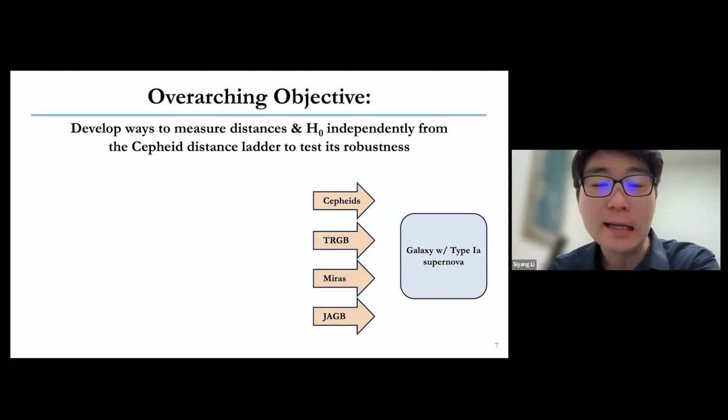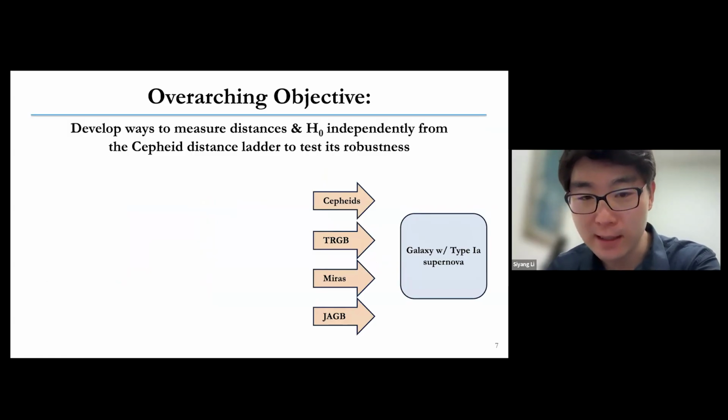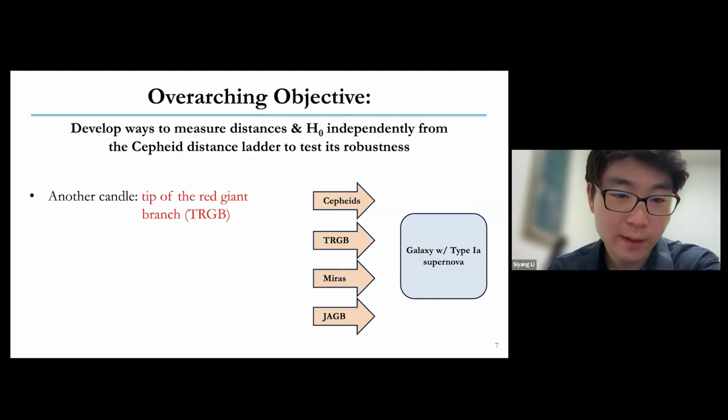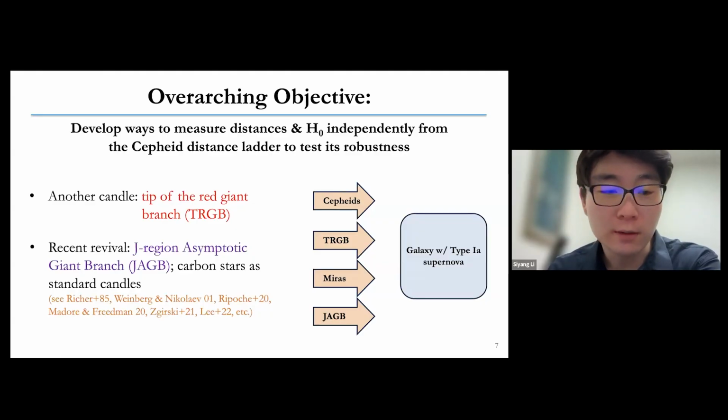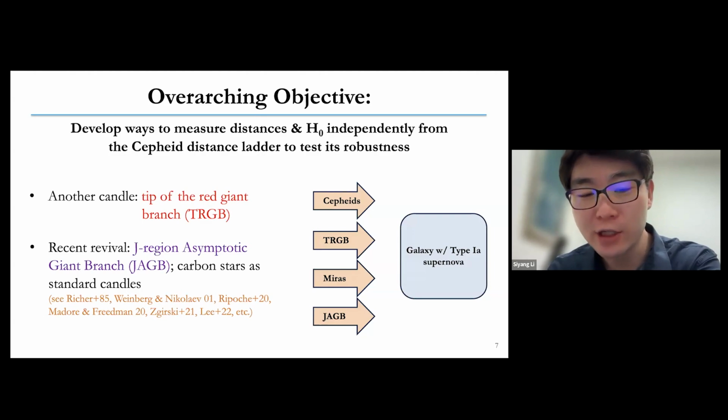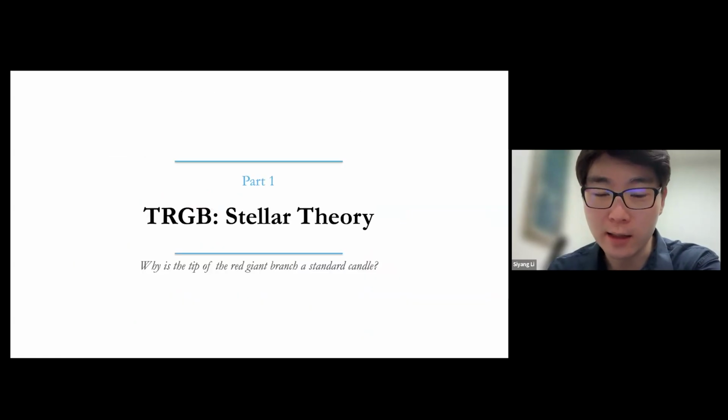So the idea here is that, again, if we have a set of galaxies and we can measure distances with Cepheids, for instance, and for the same set of galaxies we measure distances with an independent method like TRGB or JAGB, and they agree very well, that would be very good evidence in support of the robustness of those measurements. And so we have the TRGB that we can work with, and there's also a recent revival of a relatively new standard candle called the JAGB that uses carbon stars as standard candles. And of course, I'll be talking about these for the main portion of my talk.